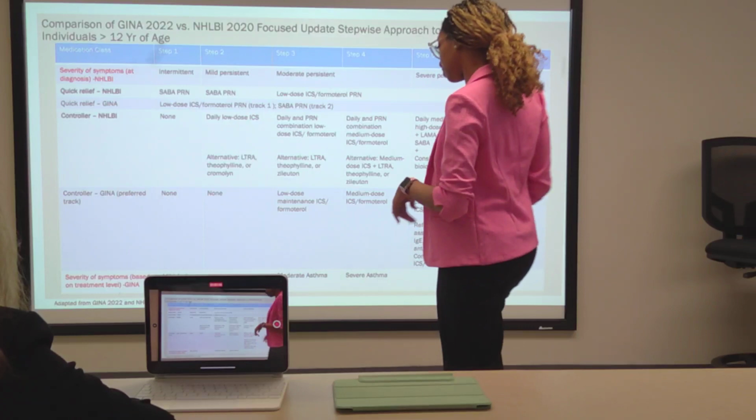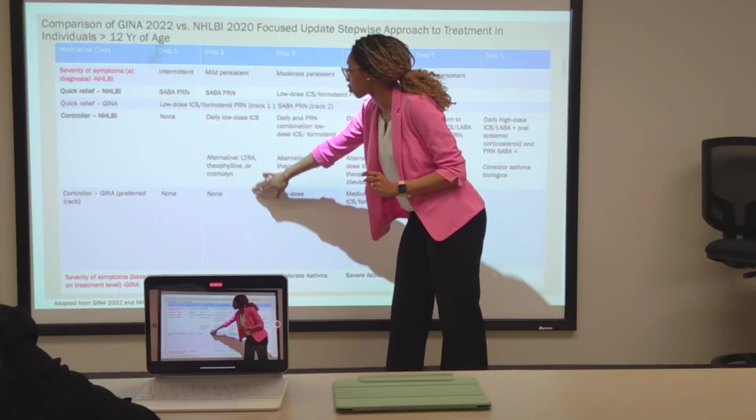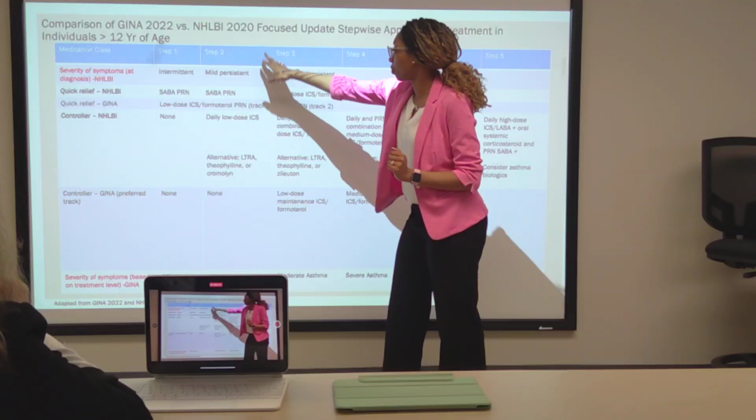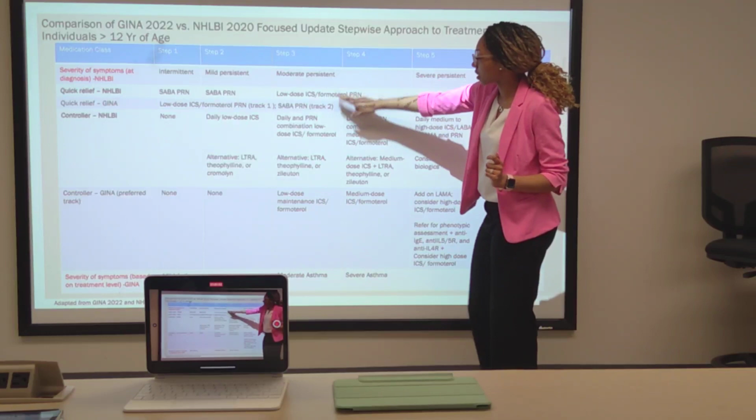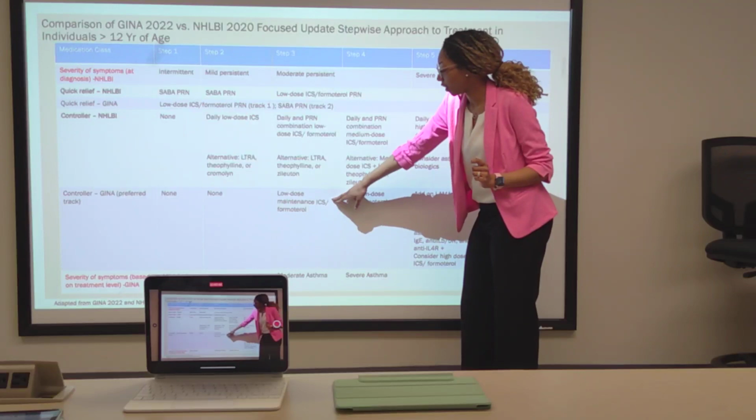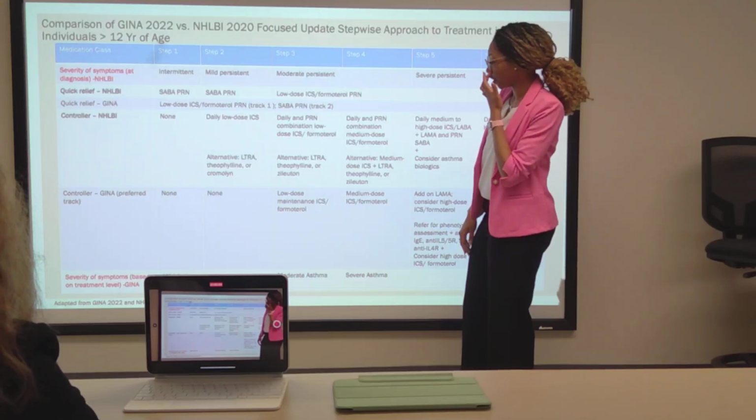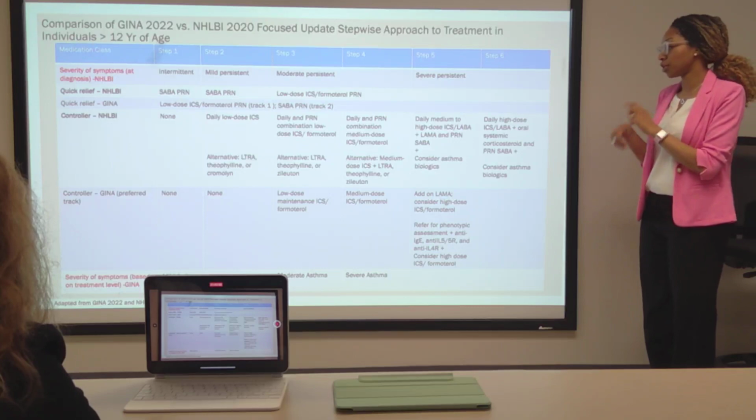Oh, okay. There's no preferred controller because remember we're still using a low dose inhaled corticosteroid formoterol PRN when we're looking at step one and step two. And then step three, for moderate resistance, we're starting to use our daily ICS formoterol. And then you're also still using your low dose maintenance ICS formoterol when we're looking at our GINA guidelines. And then so forth and so forth. So basically, as you go down in steps, you're either increasing the intensity of your inhaled corticosteroids or adding in LAMA.